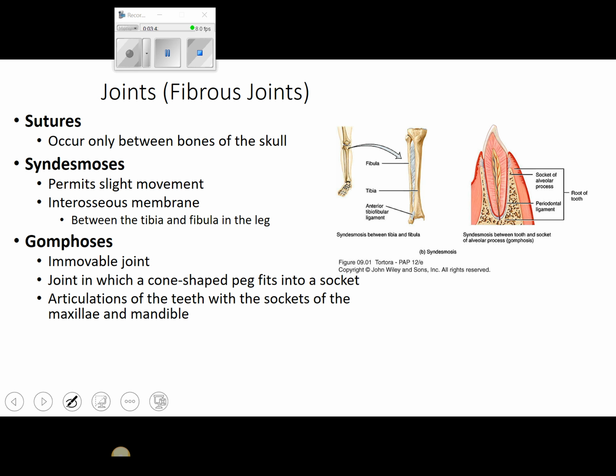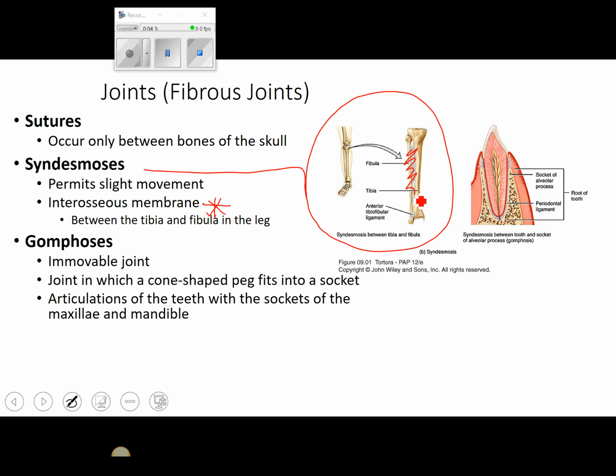Syndesmosis is showing you an example here of a tibia bone and a fibula bone. What happens here is it has a greater distance between the surfaces. It permits slight movement. It does contain an interosseous membrane that is between the two bones. You see it's a white part inside there, between the tibia and the fibula in the leg. You also have an interosseous membrane located between the radius and the ulna. So it is going to permit slight movement.